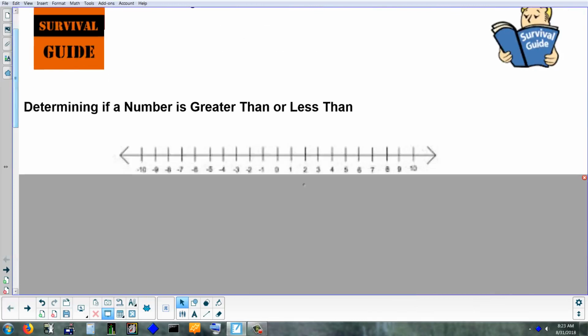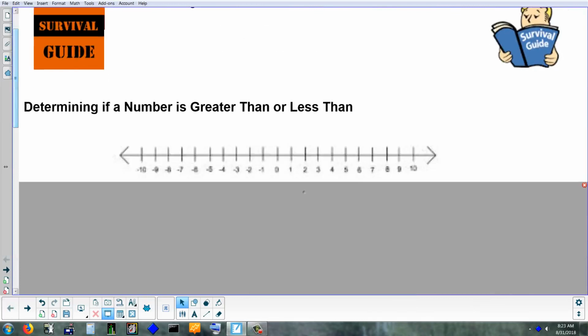So, we're going to try to figure out what it means for a number to be greater than another number or less than.